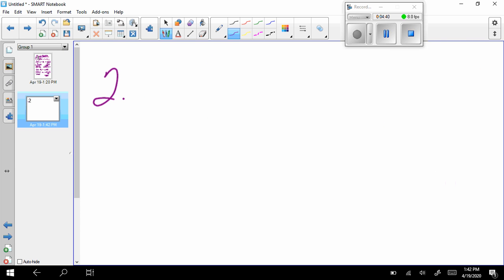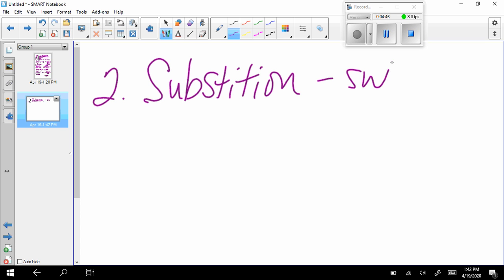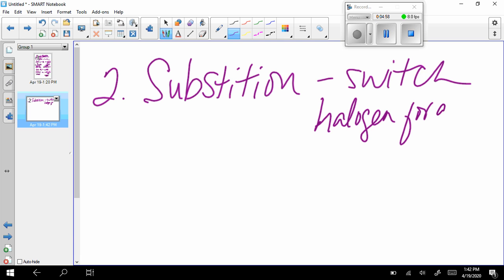On to the next one. This one's called substitution. And so substitution, I'm going to switch. I am not adding together. I'm just going to switch one thing for another. So I'm going to switch a halogen for an H. All right, so I do not start with a double bond. I start with an alkane.